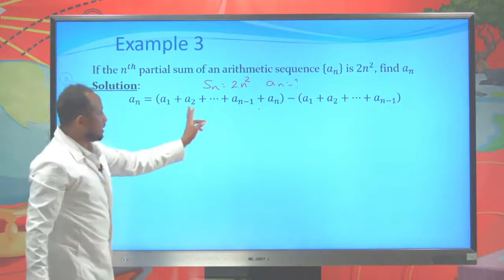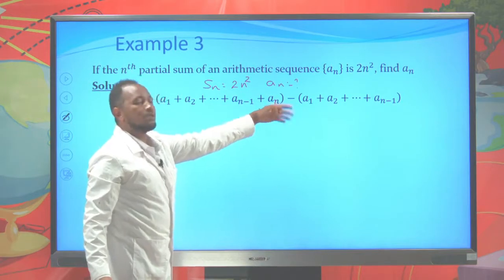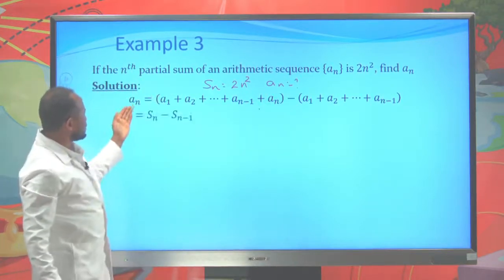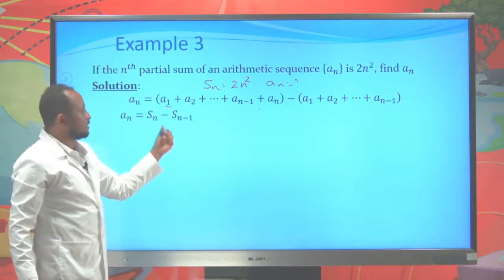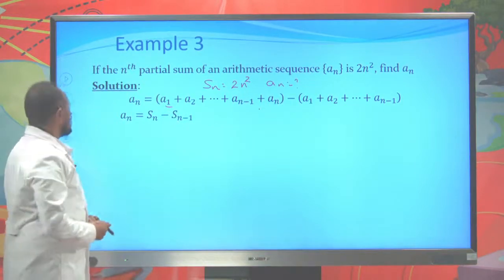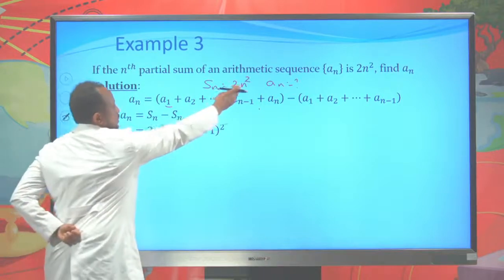Therefore, this means Sn, the second one, is Sn minus 1. Therefore, you will have this. The nth term is given by the sum of the first n terms minus the sum of n minus 1 terms. So an is equal to Sn, which is given, it is 2n squared.